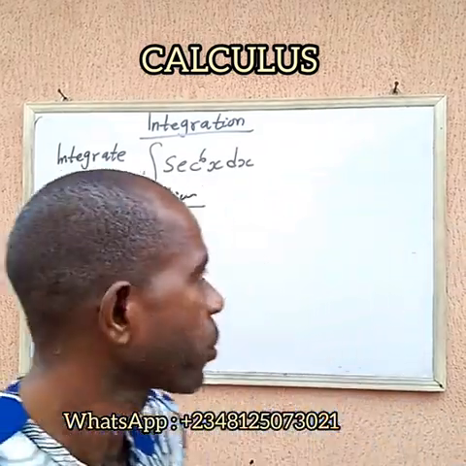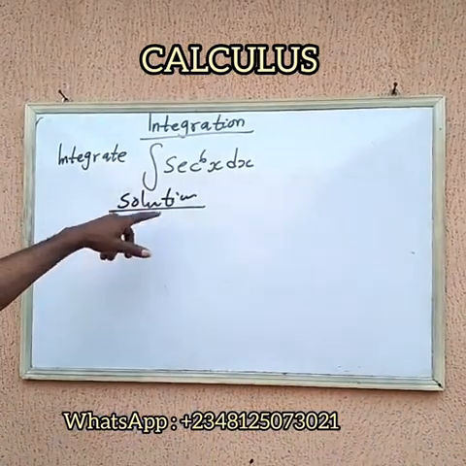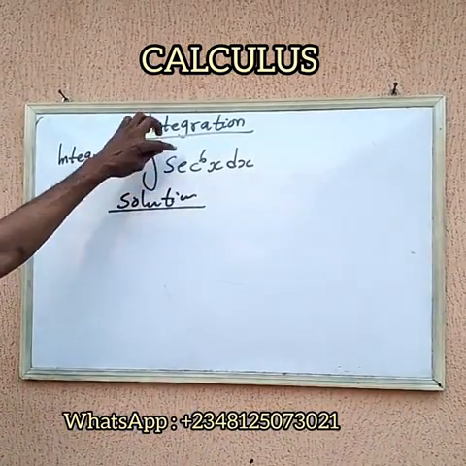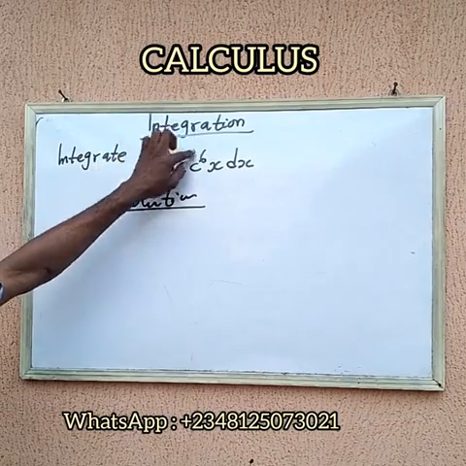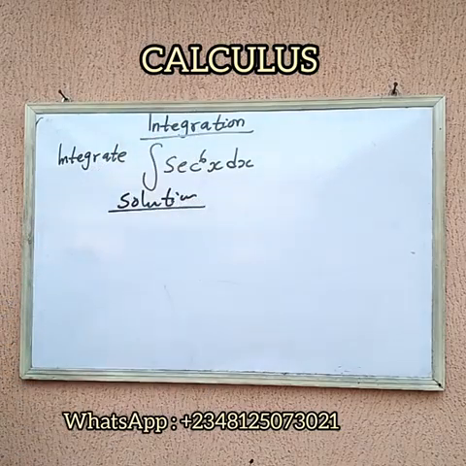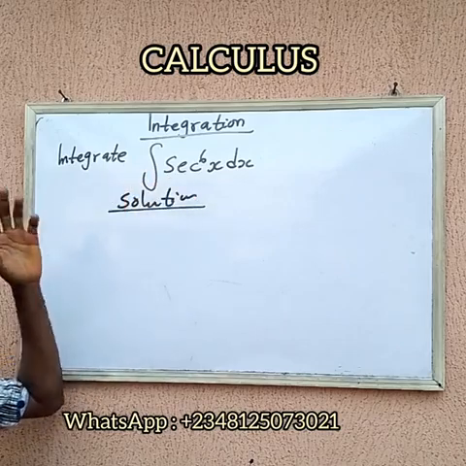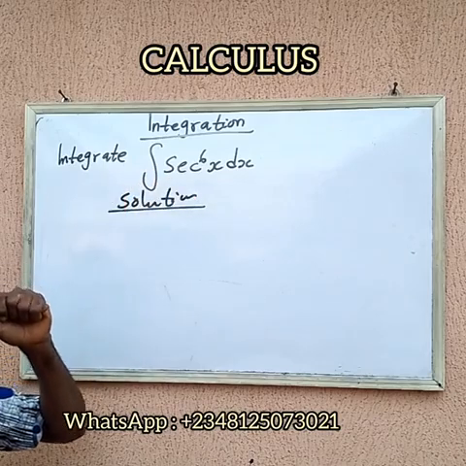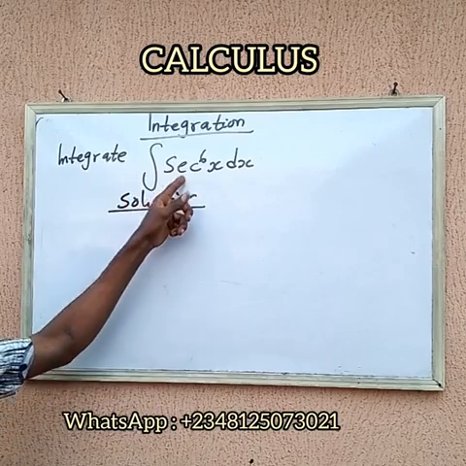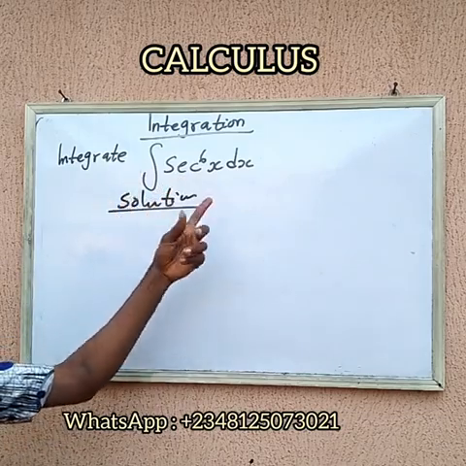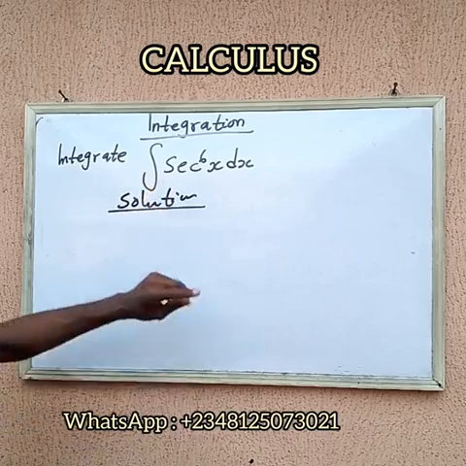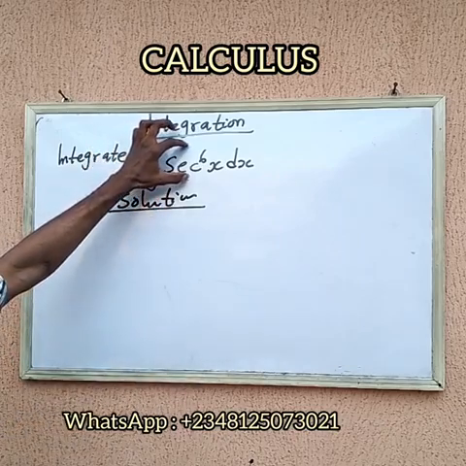Now, we have to integrate sec to the power of 6x dx. There is no way we can just solve this. There is no standard way we can solve this. So what we need to do is to use substitution. Yes, we can use substitution here. It may work, it may not work. But before we do that, I want us to express this here.